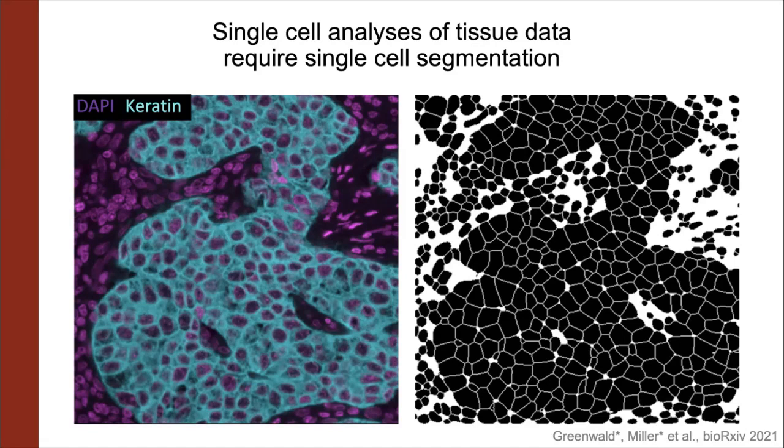The reason this is challenging is because tissue data is quite complex. These cells are very densely packed next to one another. There's often a lot of heterogeneity in cell shape and cell size, even for cells that directly adjoin one another. And there's a large degree of variation across different imaging platforms, different tissue types, and even different experimental conditions.